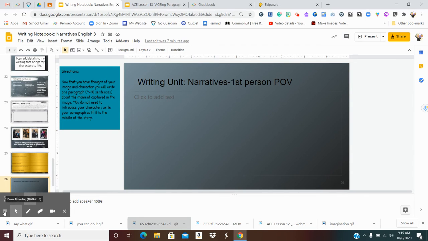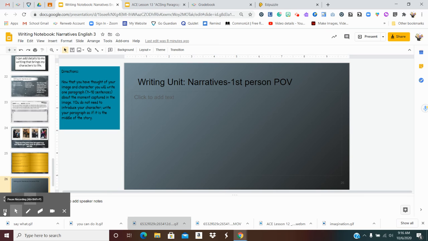Now that you have thought about that image and what that character is going through, I want you to write one paragraph, that's 7 to 10 sentences, about the moment captured in the image. You don't need to introduce your character. You just need to write a paragraph as if you're in the middle of the story, as if you're giving us the complications, the conflict that they're going through. That's all I really need to know.